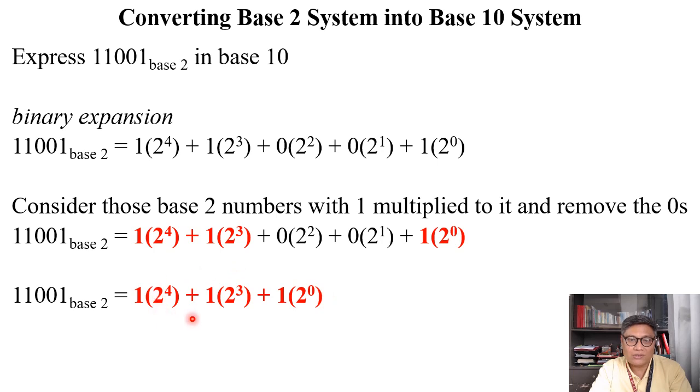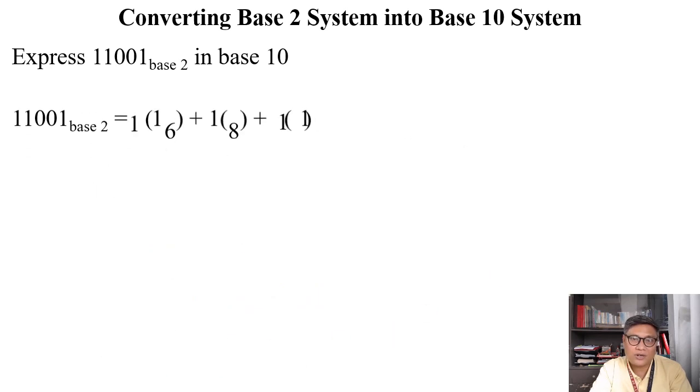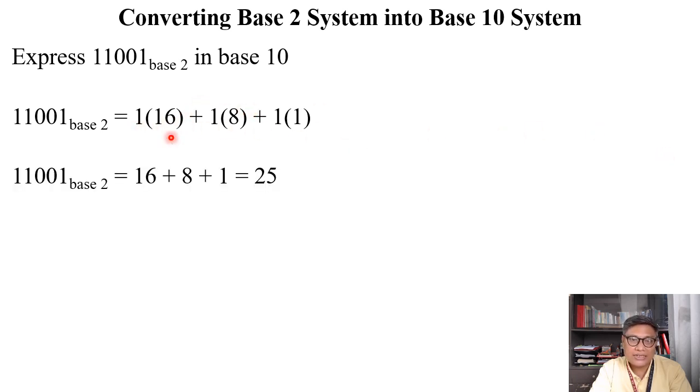Then we are going to expand what is 2 raised to 4, what is 2 raised to 3, what is 2 raised to 0. By doing that, we have now 16, 8, and 1. Any number multiplied to 1 is the number itself. So therefore, if we add all of these, 16 plus 8 plus 1 is equal to 25. So the binary digits 11001 base 2 when converted to base 10 is the same as 25.